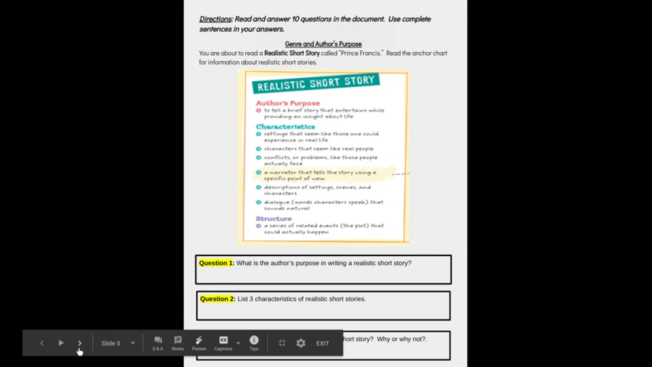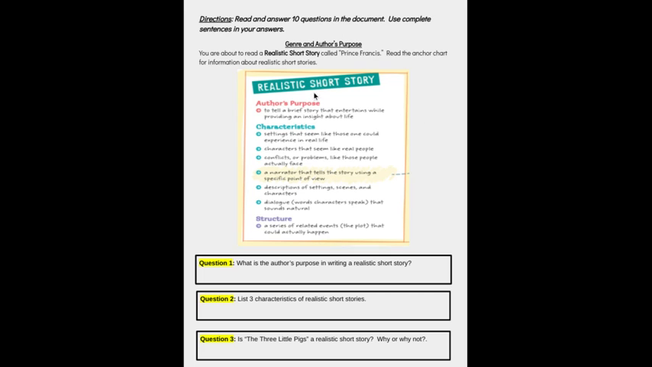Okay, so now we're going to talk a little bit about the story you're going to be reading. This is a realistic short story. So what it says here is you're going to read and answer 10 questions in the document, and be sure you use complete sentences.